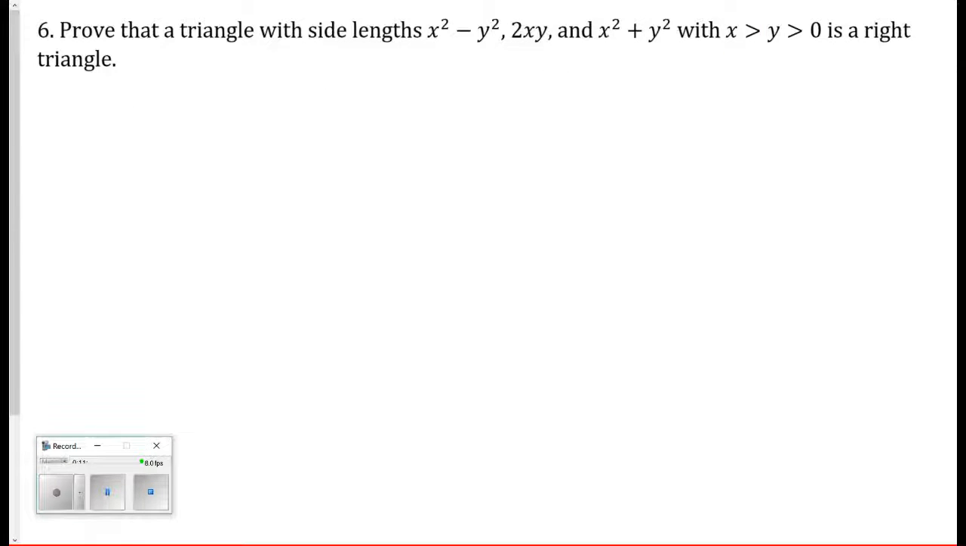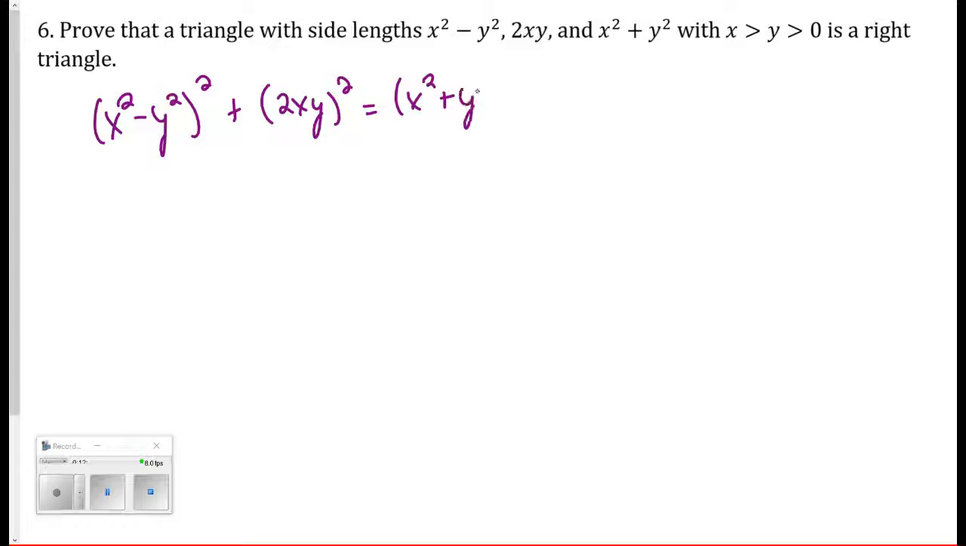Prove that a triangle with side lengths x squared minus y squared, 2xy, and x squared plus y squared, where x is bigger than y is bigger than 0, is a right triangle. So to show that something's a right triangle with its 3 side lengths, I need to show that those 3 sides satisfy the Pythagorean theorem. So, is x squared minus y squared, squared, plus 2xy squared, does that equal the third side squared, x squared plus y squared, squared? So I'm going to start with this side.